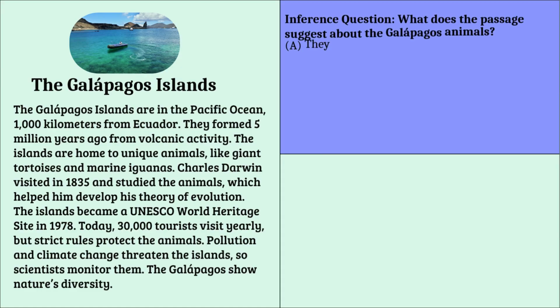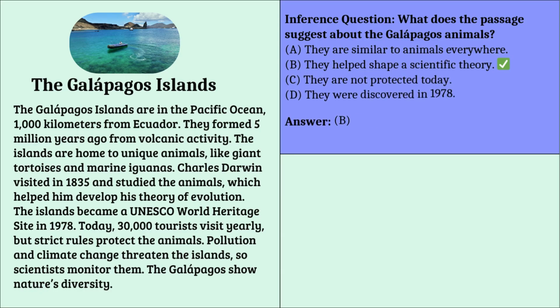An inference question for this passage is, what does the passage suggest about the Galapagos animals? A. They are similar to animals everywhere. B. They helped shape a scientific theory. C. They are not protected today. D. They were discovered in 1978. The passage states that Darwin studied the animals, which helped him develop his theory of evolution. This directly implies their importance in shaping a scientific theory. So, B is the best inference.